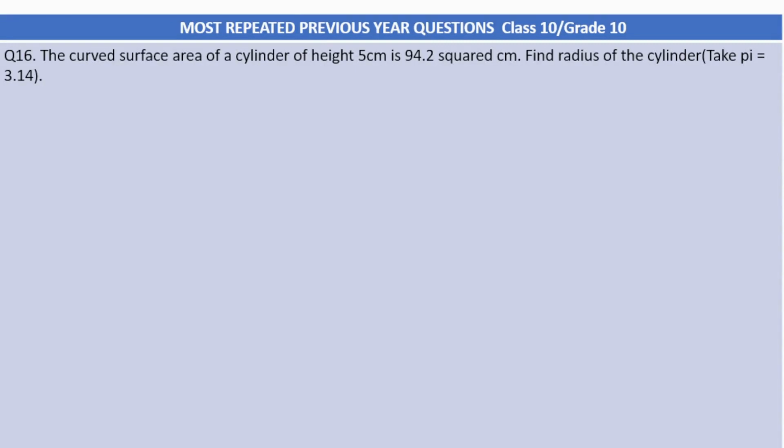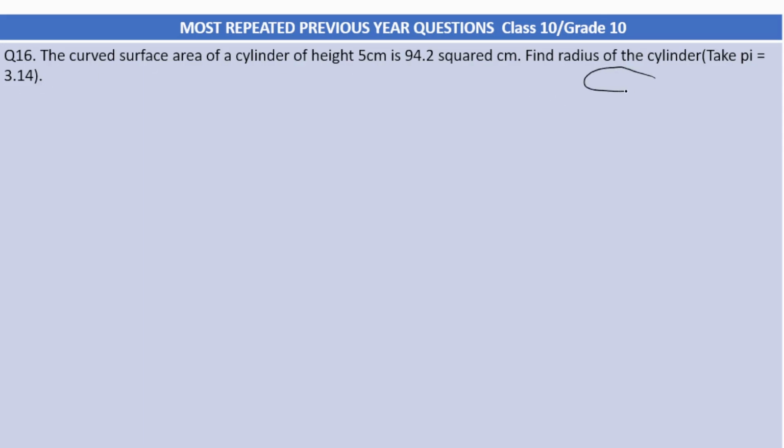Let's start with this question. The curved surface area of a cylinder of height 5 centimeter is 94.2 square centimeter. Find the radius of the cylinder. Pi value has been given to us to take as 3.14.